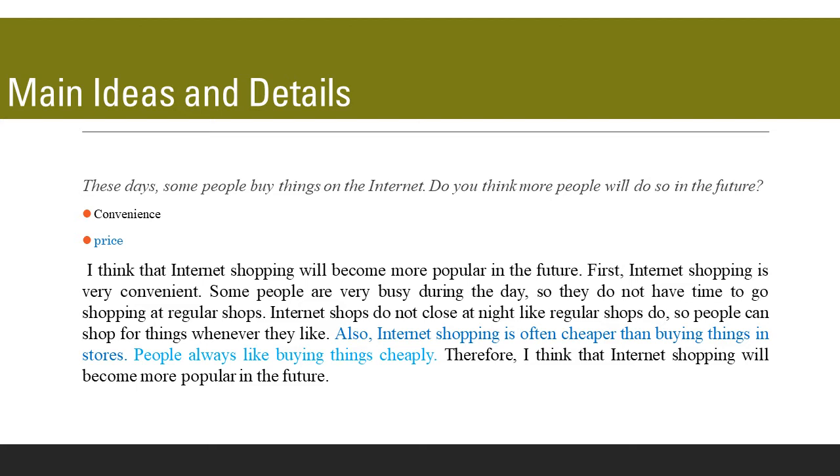But what it has is a darker blue sentence, which is the main point about price, and then the lighter blue sentence, which is giving more detail about that. So the main point in this first sentence is, also, internet shopping is often cheaper than buying things in stores. People always like buying things cheaply. So a main point, internet shopping is often cheaper, followed with just a little bit of detail, that people like to buy things more cheaply. And that's all you'll need.